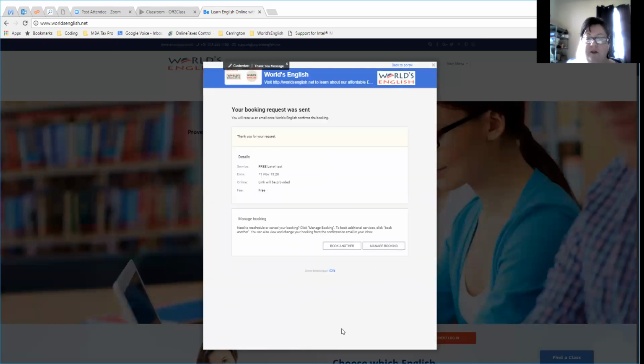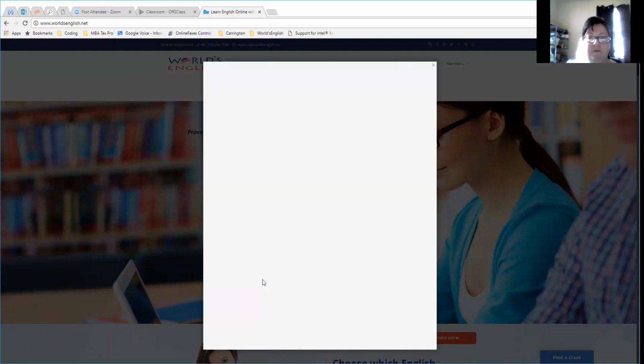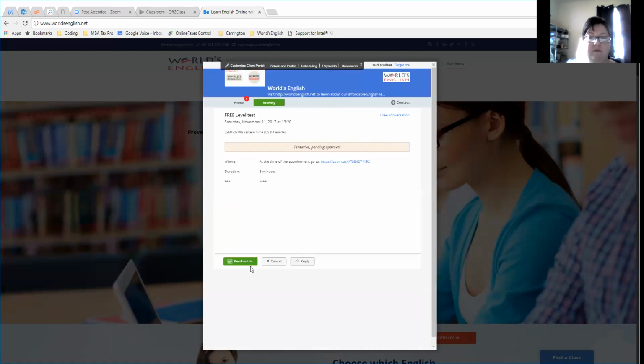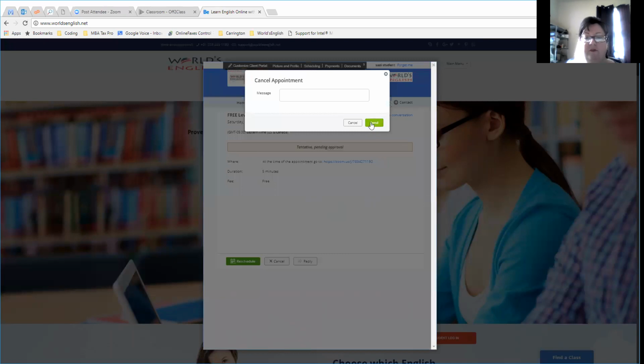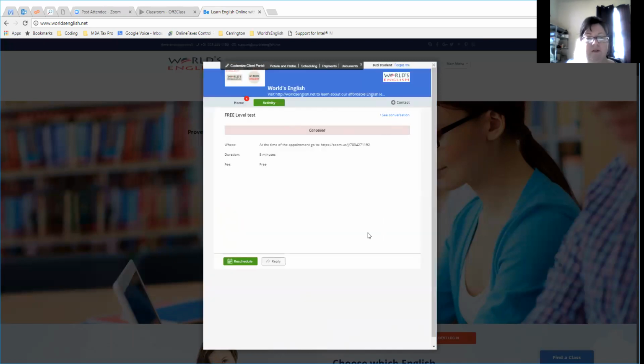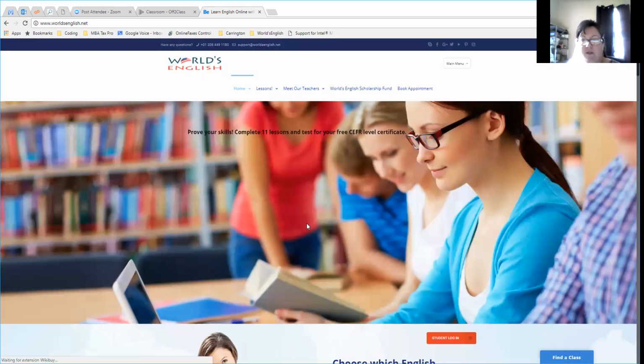Once I have enrolled in the lesson, I can go to Manage Booking. Actually, that's not going to apply on this. This will be the link you will use to meet with your instructor about your results, but in this case, you'll receive the link in your email for the level test itself. I just canceled that so it doesn't show up on my calendar.